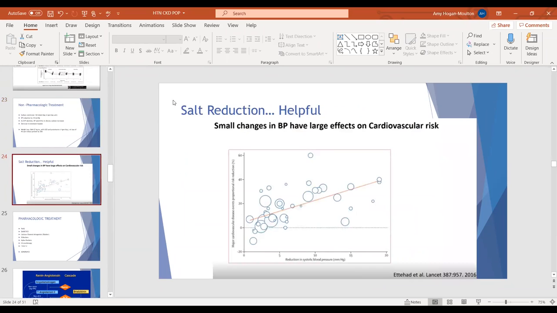It said salt reduction is helpful. Small changes in blood pressure have large effects on cardiac risk. You can just see here, the major cardiovascular disease, it doesn't really matter which one you're trying to prevent, and reduction in systolic blood pressure. But if people could reduce sodium intake, it's good for the heart, it's good for the kidneys.